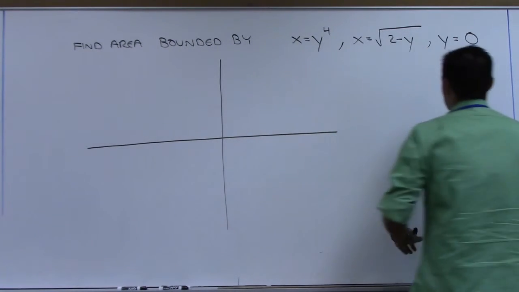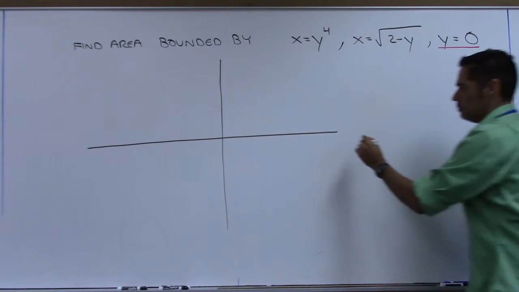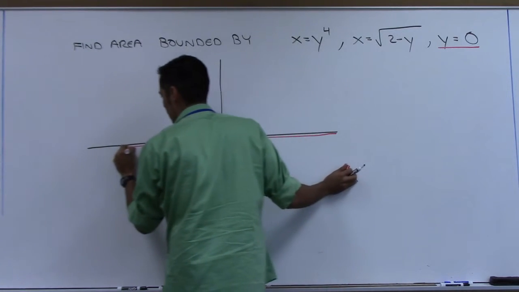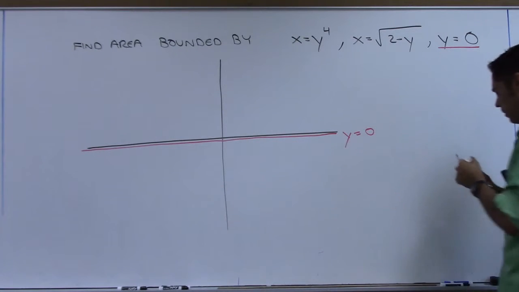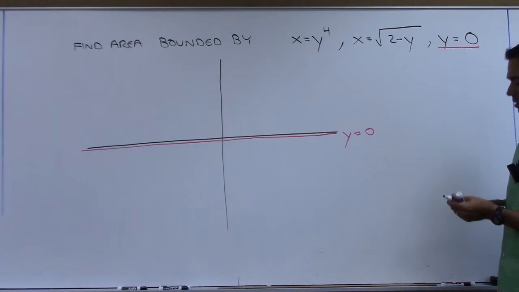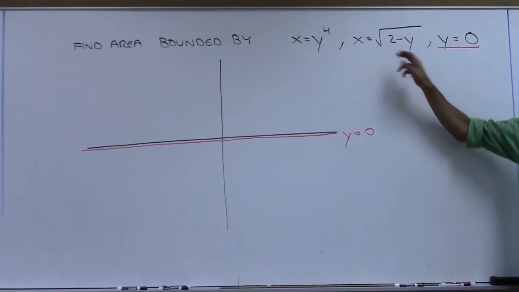Let's start with y equals 0, because that's the easiest one. That's y equals 0, the x-axis. How about x equals the square root of 2 minus y? Uh-oh. What does that look like?